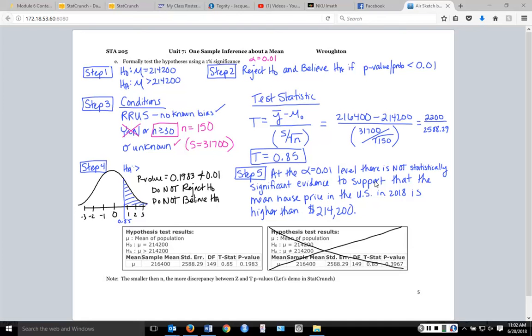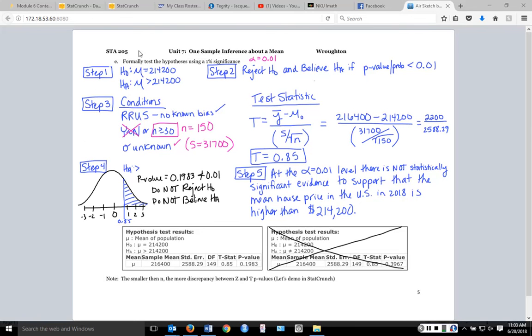Why I want to emphasize that part is if you go back and look at our sample mean, well, it is higher than the $214,200. But you have to keep in mind we only sampled 150 houses across the entire United States. So even though that sample mean was higher, it isn't enough higher for me to say that the mean house price of all houses in the U.S. is higher than $214,200.